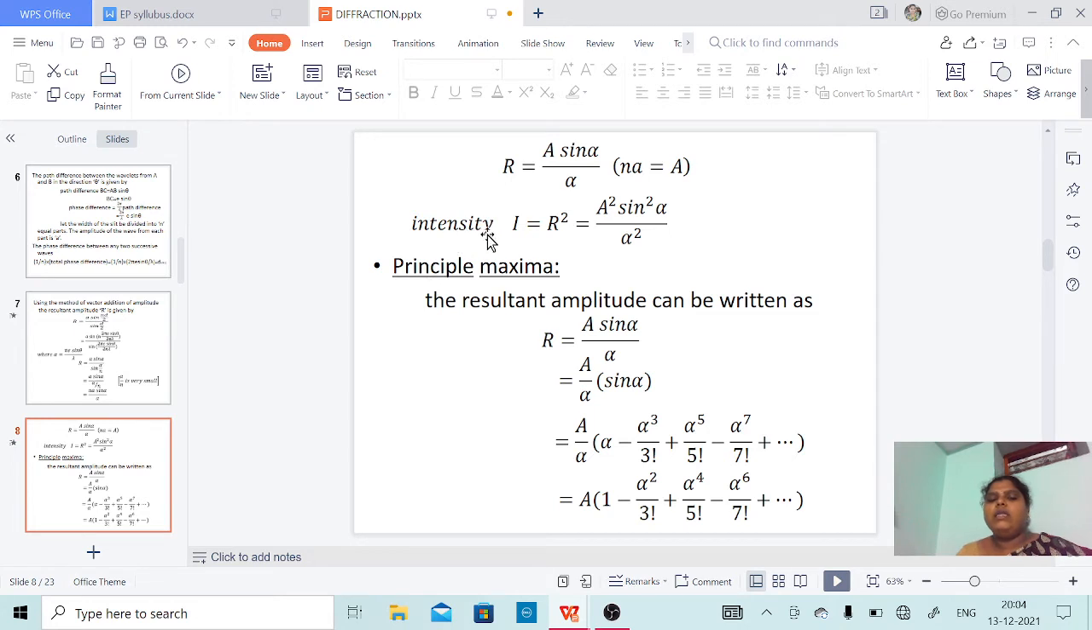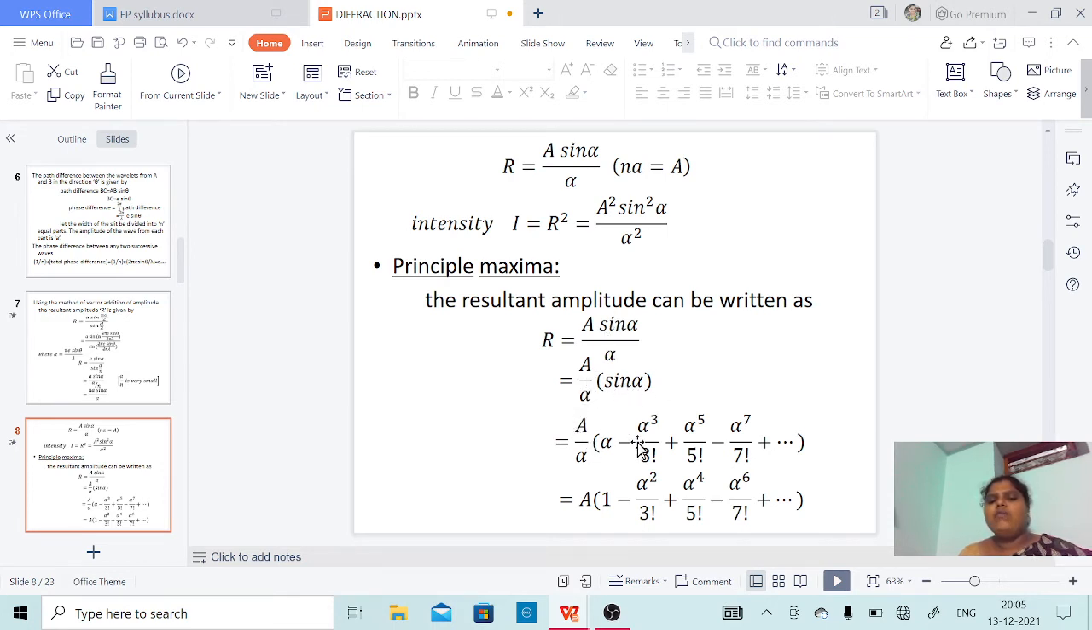We write the intensity I equals R square, because the square of the amplitude gives the intensity. So I equals R square, that equals A square sine square alpha by alpha square. Now, what about the principal maxima? We say P naught is the principal maxima. The resultant amplitude is R equals A sine alpha by alpha, that is A by alpha into sine alpha.